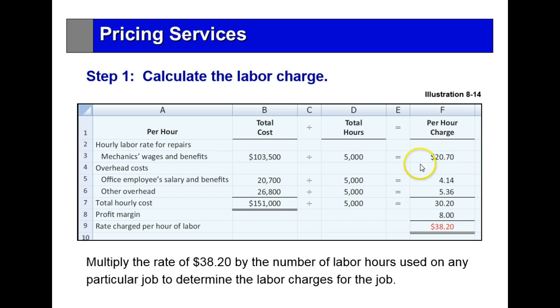If we show our $20 per hour charge and then we calculate all the various charges, we're at $30 per hour. But if we want a profit of 8, that means we've got to charge $38.20 per hour to make that profit.